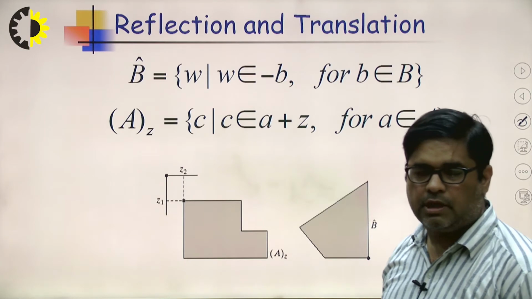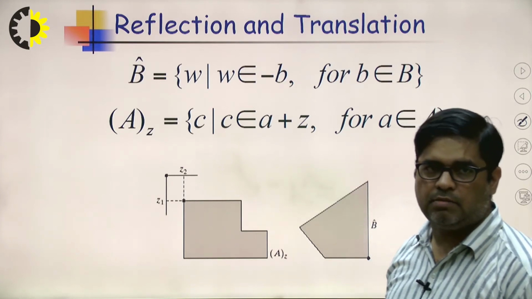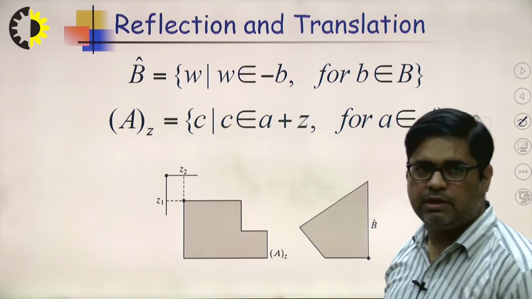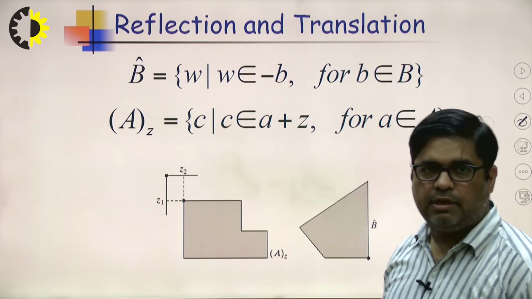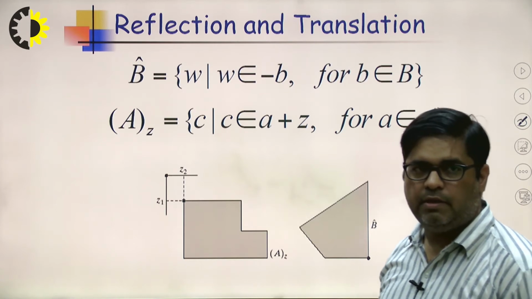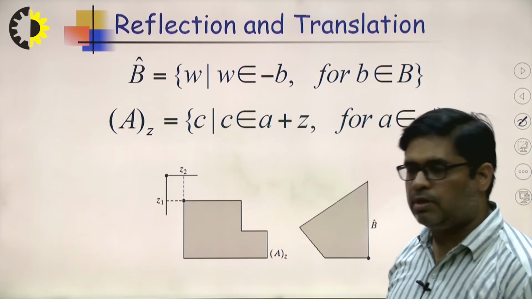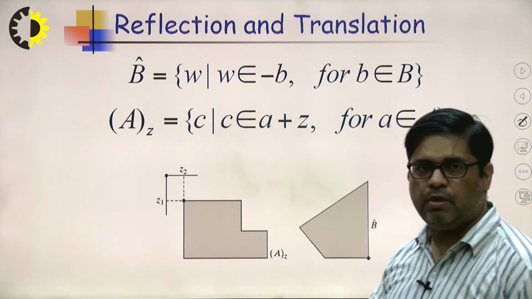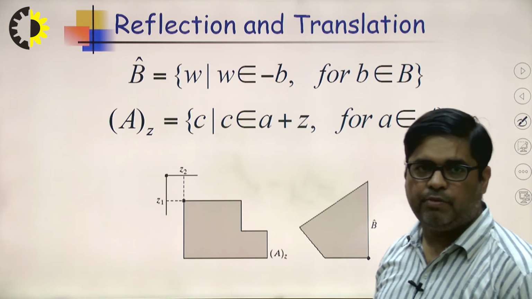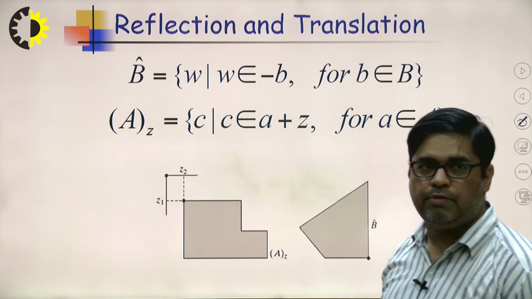Now reflection and translation are very important with respect to image processing. Reflection is nothing but the mirror image reflection, we can say. It is mathematically described by w equals minus b. Translation is described by a plus z: when we want to translate an image from one point to another, we simply add a to z algebraically.